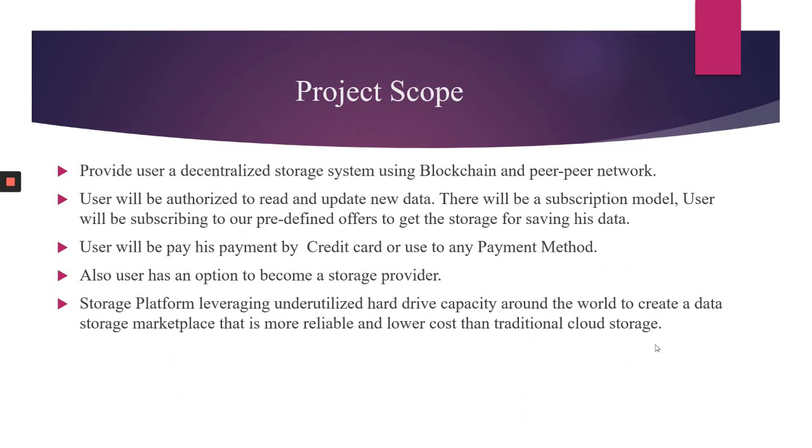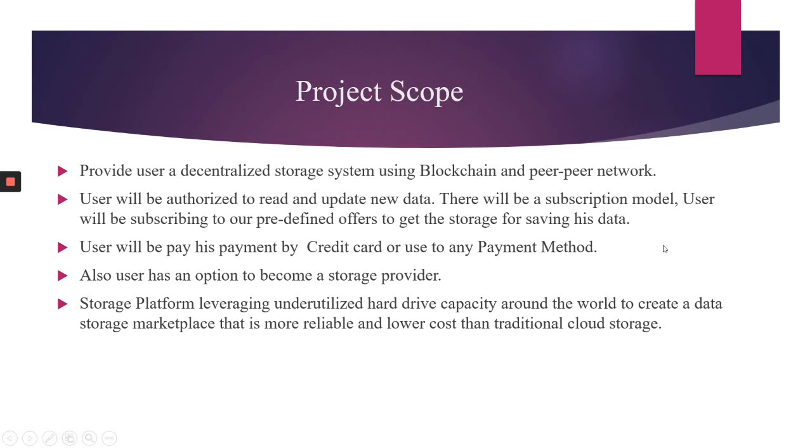What is the project scope? The project scope is to provide decentralized storage on blockchain and peer-to-peer networks. In a peer-to-peer network, if one node goes missing, then the next node will provide information to the user. The user will try to replicate and update new data.